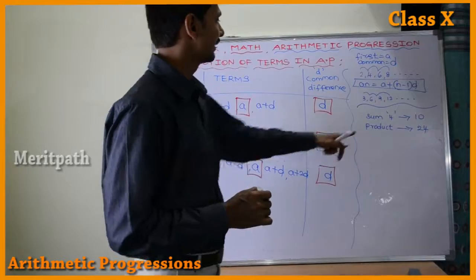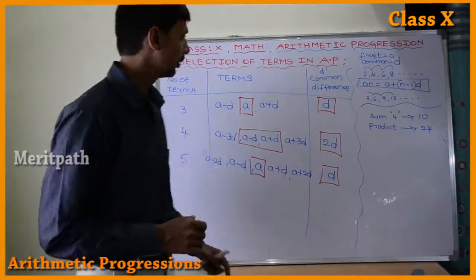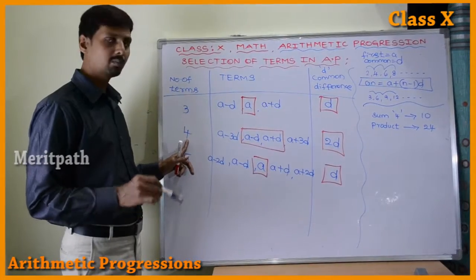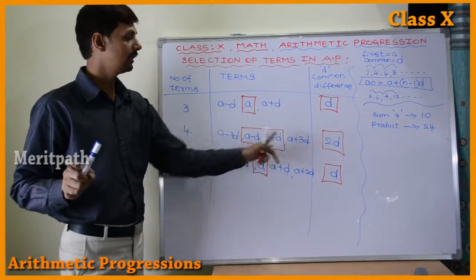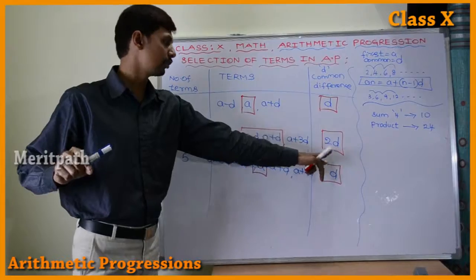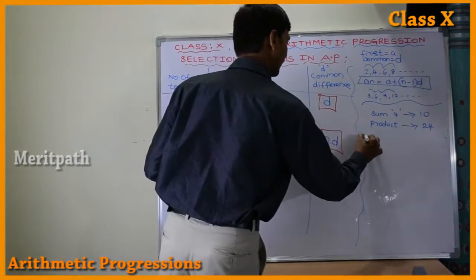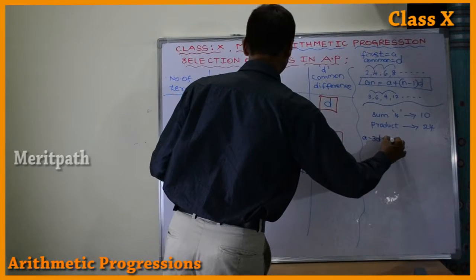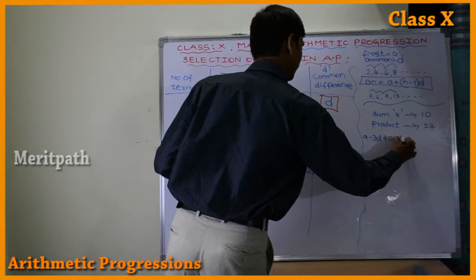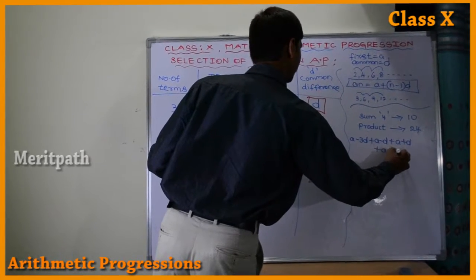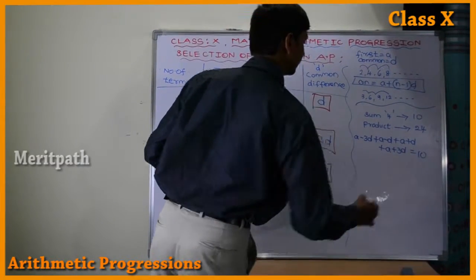We know that the sum of the 4 terms is 10. So here 4 terms are there. If the number of terms is even, we take the common difference as 2d, and the terms are like this. So the sum is a minus 3d plus a minus d plus a plus d plus a plus 3d equals 10. This is the first equation.